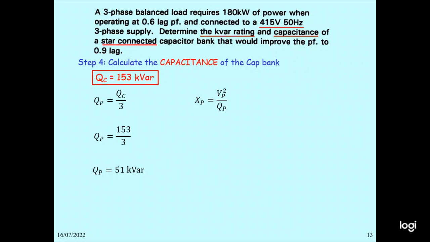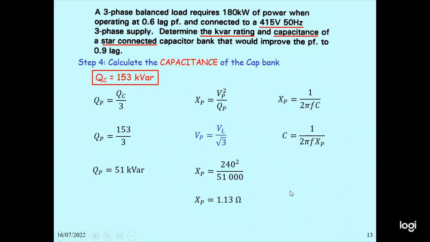And then you have to calculate the XB, which is VB squared divided by QB. VB can be calculated as V divided by root 3. So you get 240 squared divided by 51000, and you get XB equal to 1.130. XB equals 1 divided by 2 pi f C, so C equals 1 divided by 2 pi f XB. So 1 divided by 2 pi times 50 times 1.130, you get 2.82 millifarads. So this is the way we calculate it.